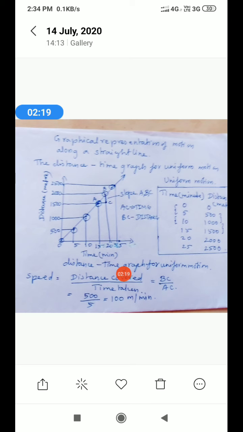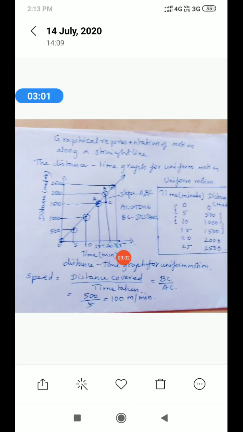Next, the graphical representation of motion along a straight line. Here see the graph. It is drawn for the distance and time graph for uniform motion. This graph is showing the distance and time graph for uniform motion. See the tabular column. It's given for time in minute, distance in meter.